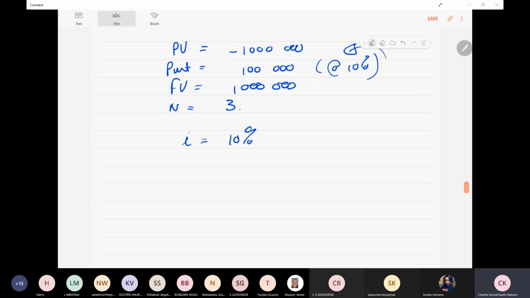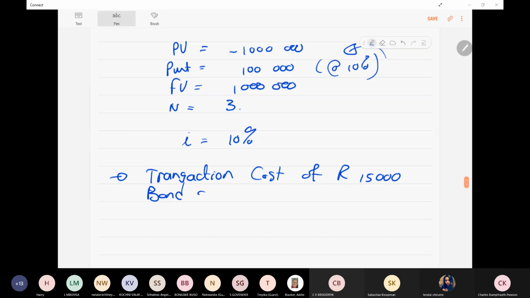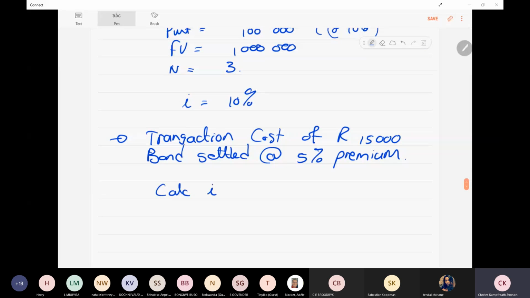But what happens if they say, add now to the above example transaction costs of 15,000, and you say the bond will be settled at a 5% premium, in other words, 5% more? What will I be then? Okay, I'm going to leave you guys with that for about 2 minutes.